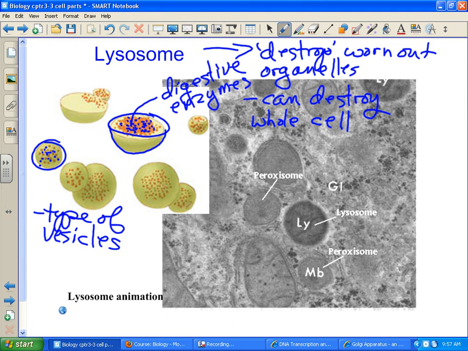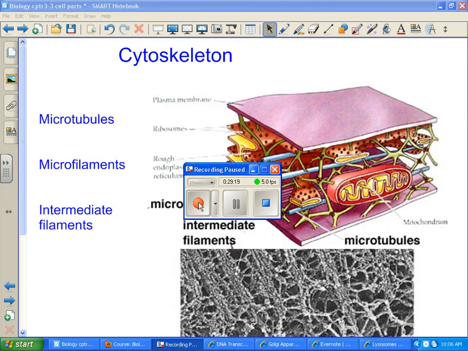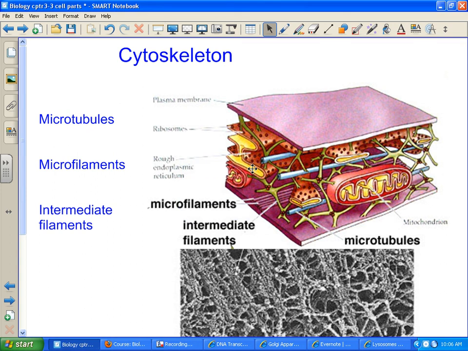All right, let me show you this animation. All right, let's get our last one for today. Cytoskeleton. Let's do the notes and function.